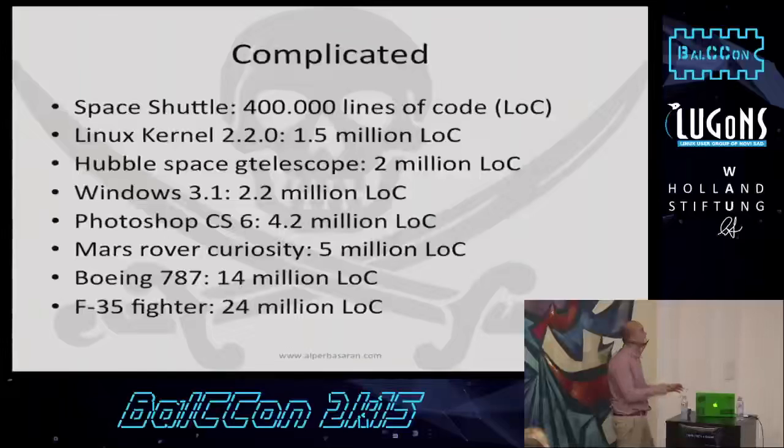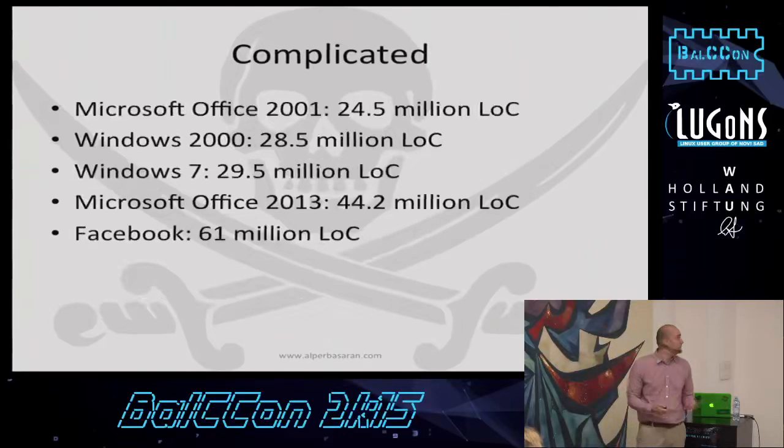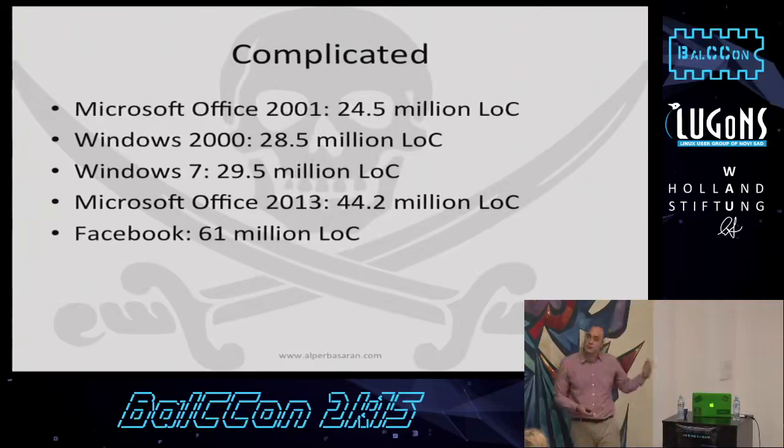Complicated, yes, we spoke about satellites just a few minutes ago. So Curiosity has around 5 million lines of code. And Windows 3.1, if we decided to write a Windows 3.1, we'd have to write over 2 million lines of code. Today, Office 2013 has over 40 million lines of code, and Facebook is at 61 million lines of code and growing.